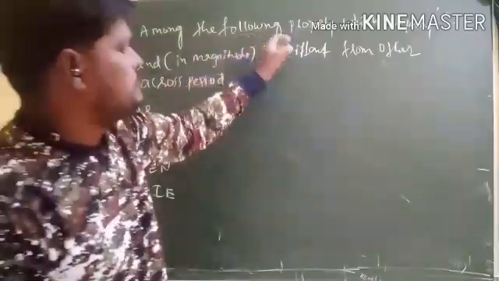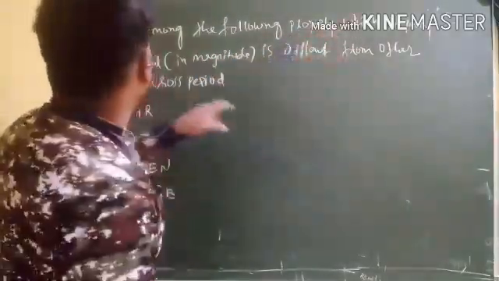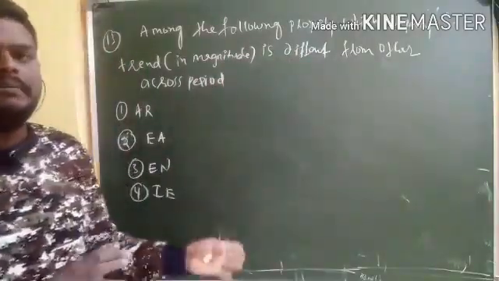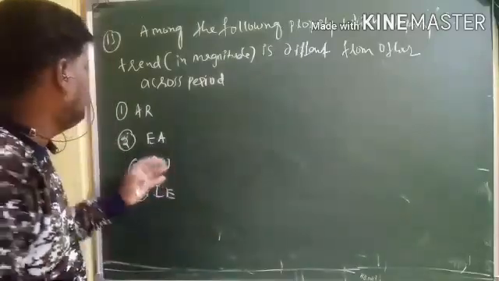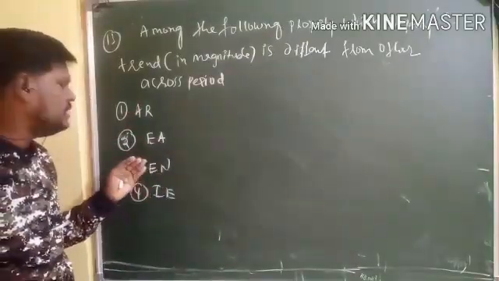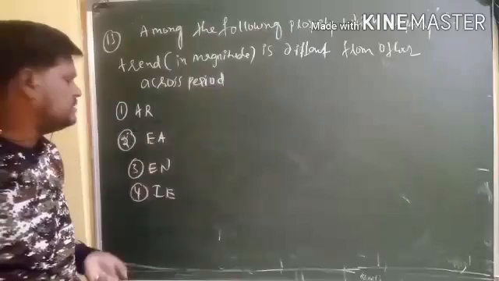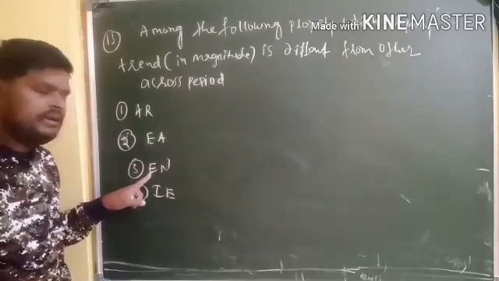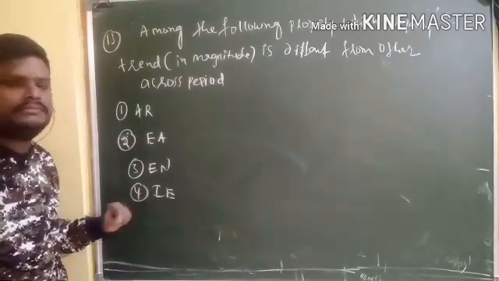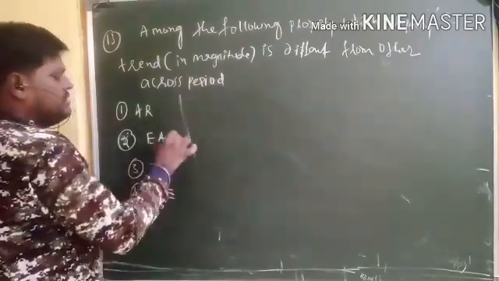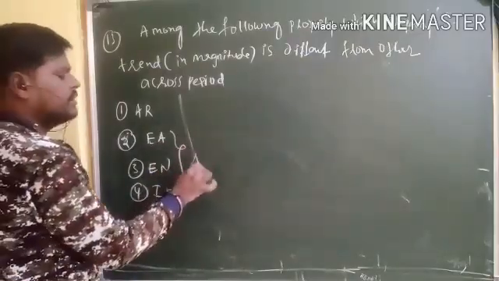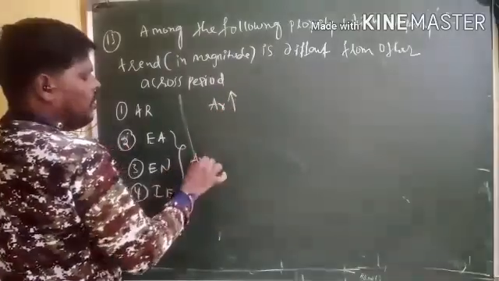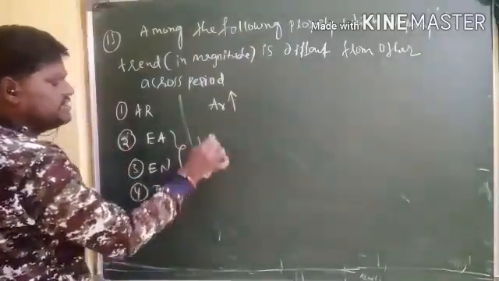Next question: among the following properties, which property's trend in magnitude is different from the others? We need to find which property is going to be different from the remaining ones. Here we have atomic radius, electron affinity or electron gain enthalpy, electronegativity, and ionization energy. You know what here? All these properties depend on atomic radius. When atomic radius increases, all these properties decrease.